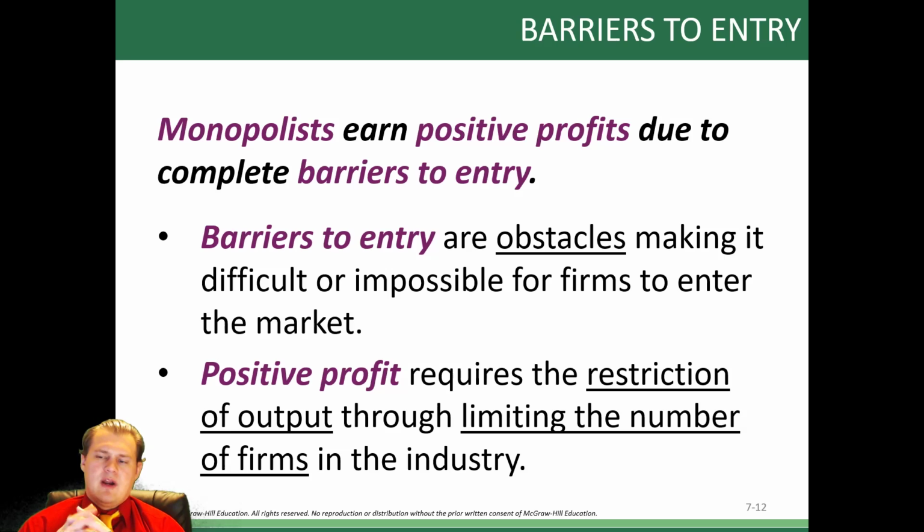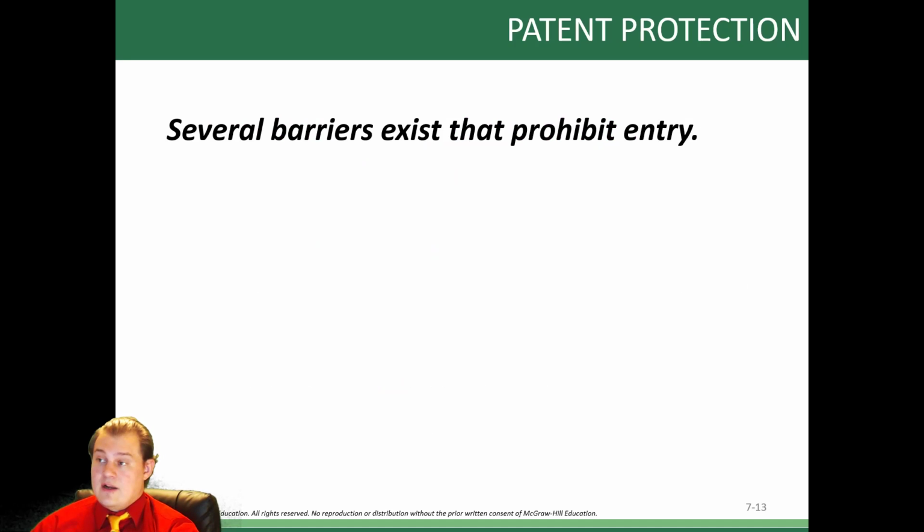What things keep people out? Positive profit requires the restriction of output through limiting the number of firms in the industry. Anytime you're able to limit the number of people coming in, that's going to be more money for those already in the industry. That's how you get positive profit, by being able to restrict supply. If you're the only one in there, you can restrict supply to where it makes you the most money. They're not going to completely cut off supply, obviously. They're just going to do it to where it maximizes profit.